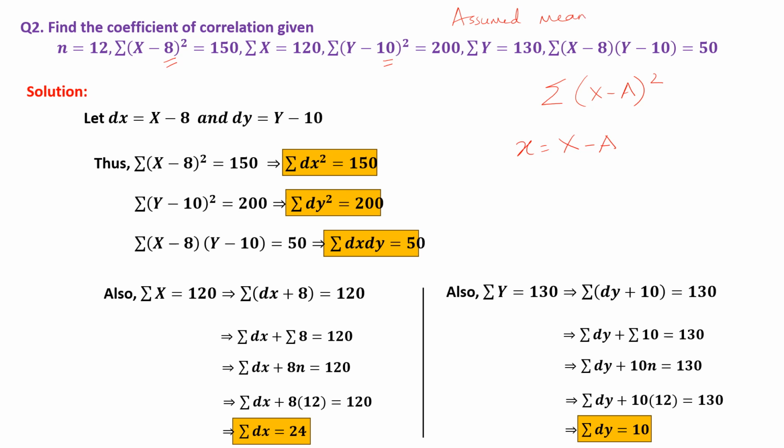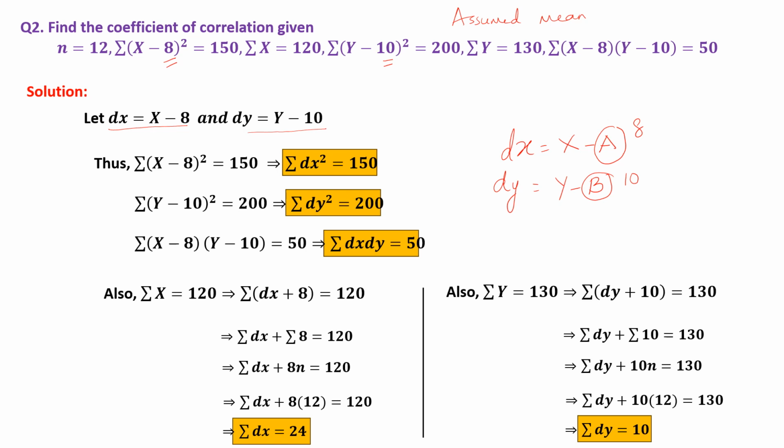So what is our substitution by our general theory? We write it in terms of dx. We write dx to be x minus a and dy to be y minus b, where a here is 8 and b here is 10. So we simplify the given data by making this substitution. That's why I've written here, let dx equal x minus 8 and dy equal y minus 10.